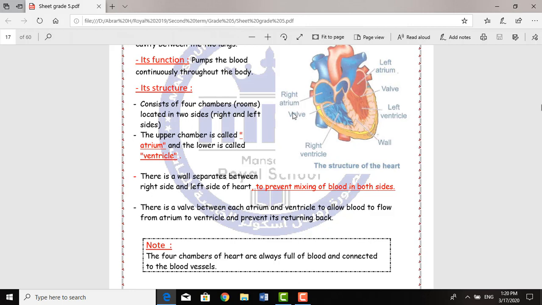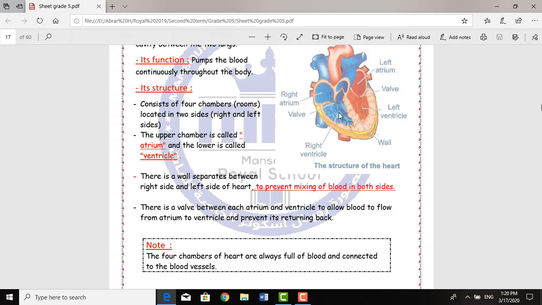Inside the heart, it receives blood from the blood vessels, and the blood moves to the atrium, and then from the atrium it moves to the ventricle. What prevents the blood from returning back from the ventricle to the atrium again?